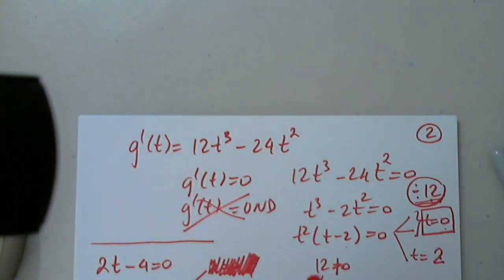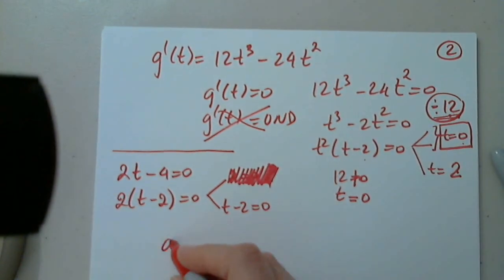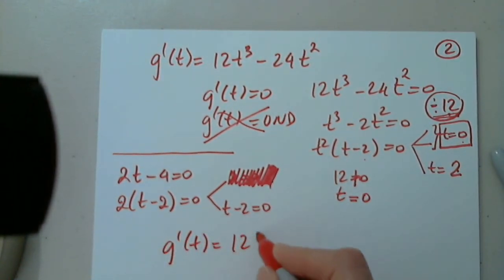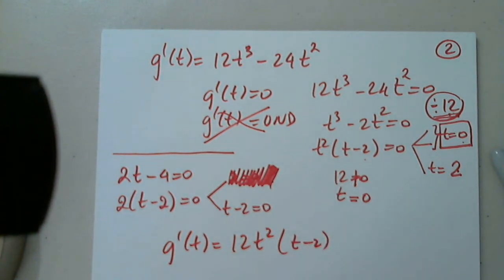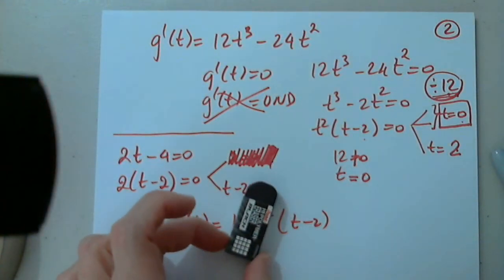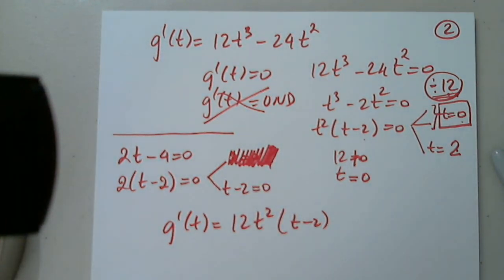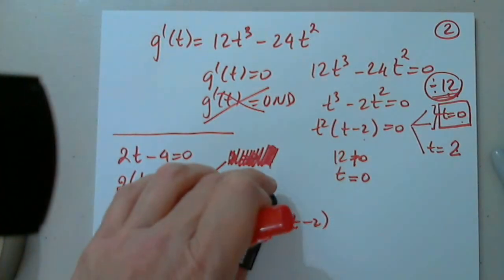Okay, so here is my g prime. So my g prime is 12t squared times (t minus 2). I refuse to put any number in this quantity. Why? Because it's squared, so it will always be positive. Exactly. Thank you, Katie. Perfect. Because it's always positive, I don't even look at it.